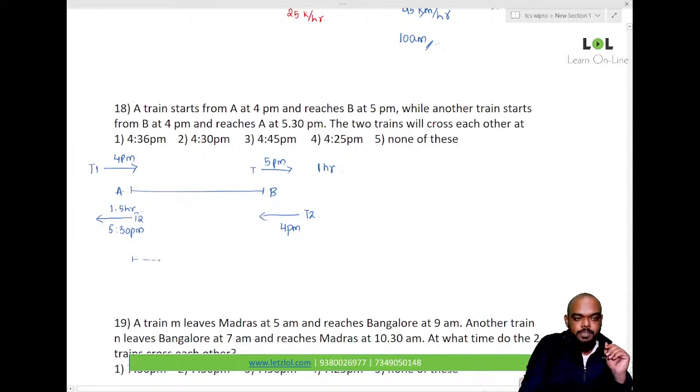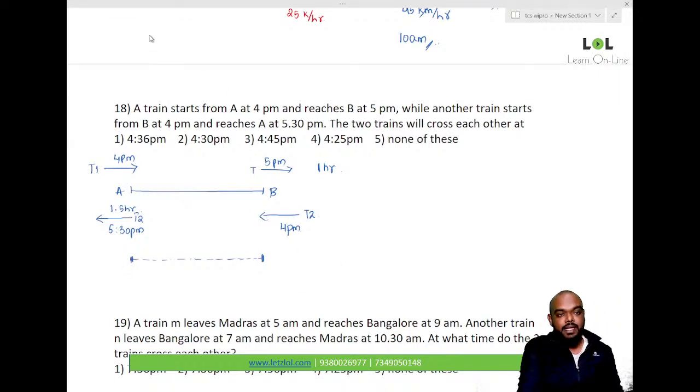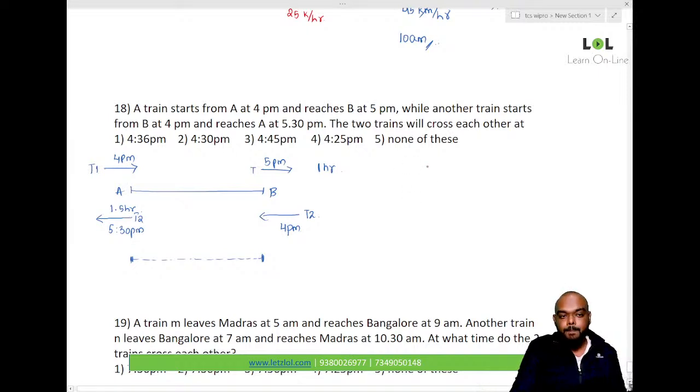We don't know the distance between them. We have to assume the distance, and you must know how to assume the distance here. I will help you with that. How to assume the distance? Observe carefully. Look, the time ratio is given, train 1 and train 2.